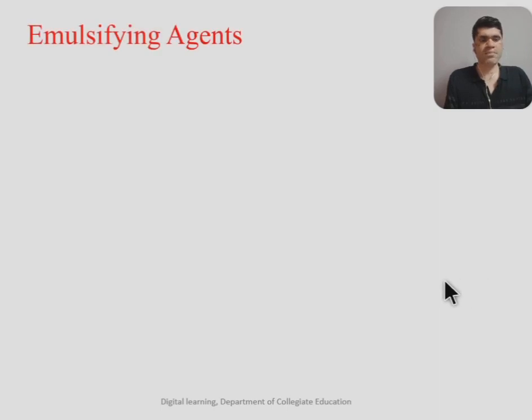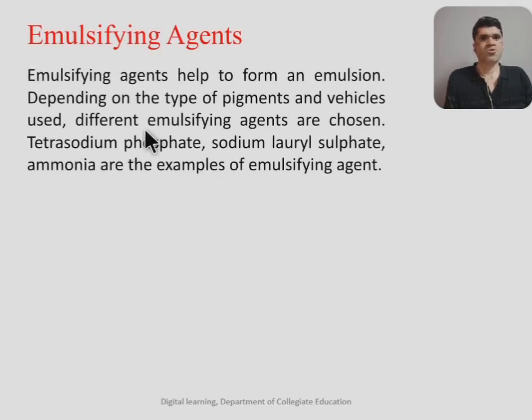Next we will move to emulsifying agents. Emulsifying agents help to form an emulsion. Depending on the type of pigments and vehicles used, different emulsifying agents are chosen. Examples of emulsifying agents are tetrasodium phosphate, sodium laurate, sodium lauryl sulfate and ammonia.